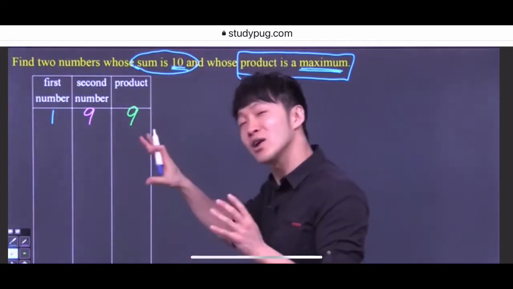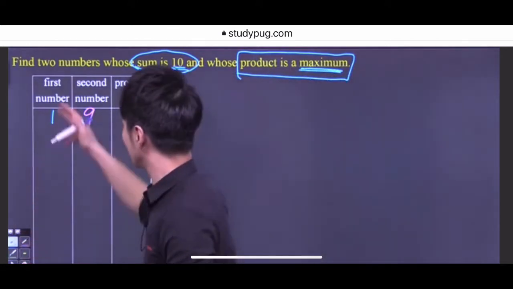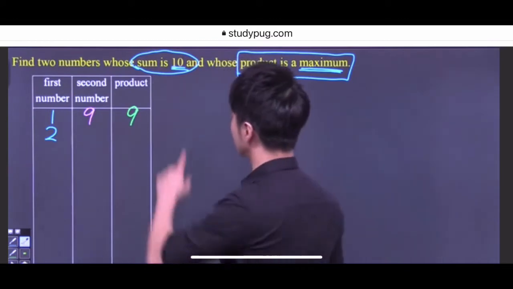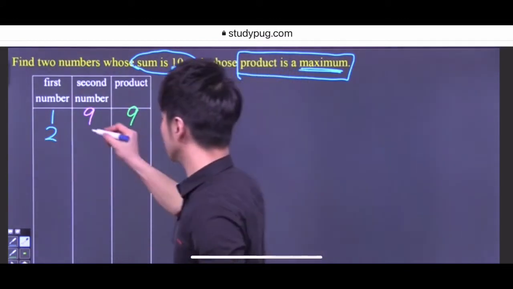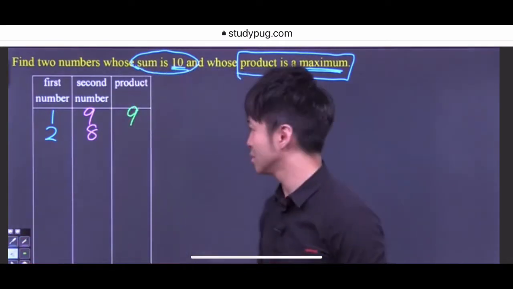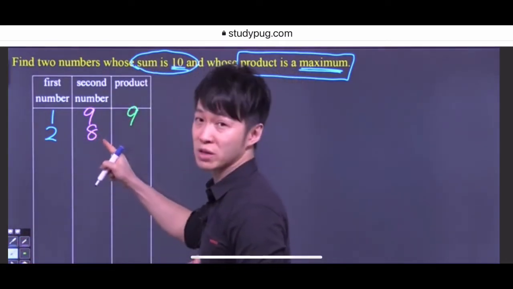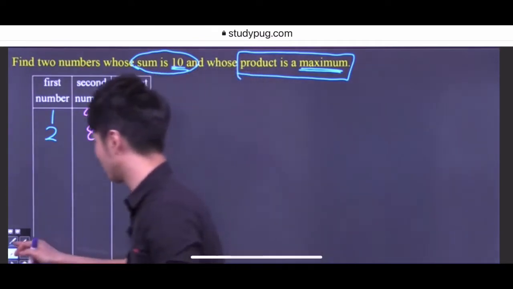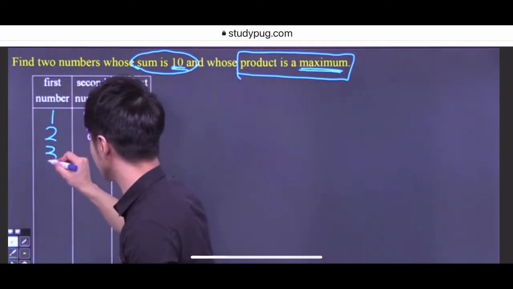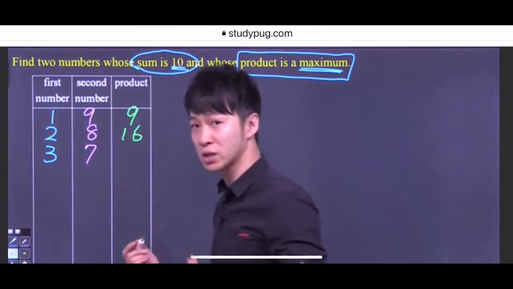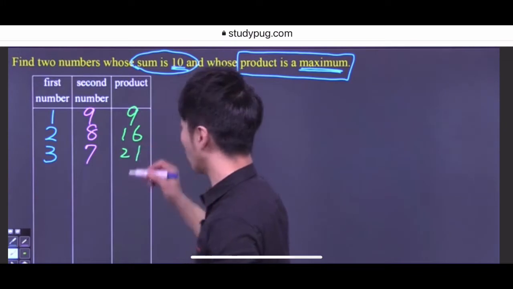Cool. So let's try another set of numbers. Make the first number 2, then the second number will be, well, 10 minus 2 is equal to 8, right? Now, what's the product? Well, 2 times 8 will give us a product of 16. Let's try another set of numbers. Make the first number 3, second number 7, and 3 times 7 will give us a product of 21.